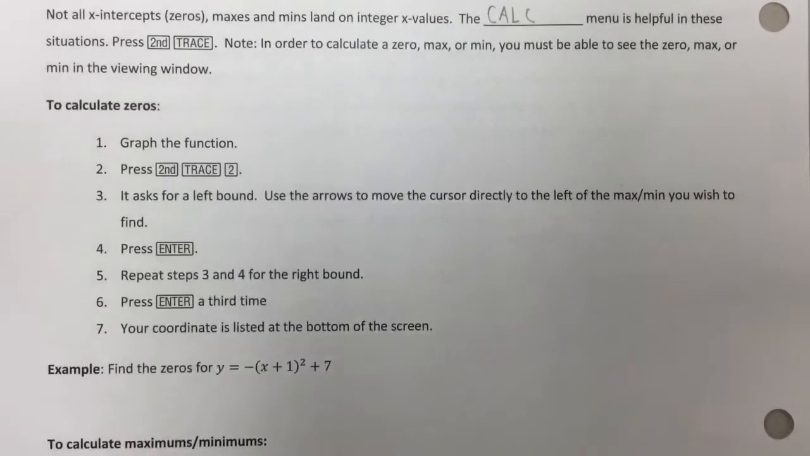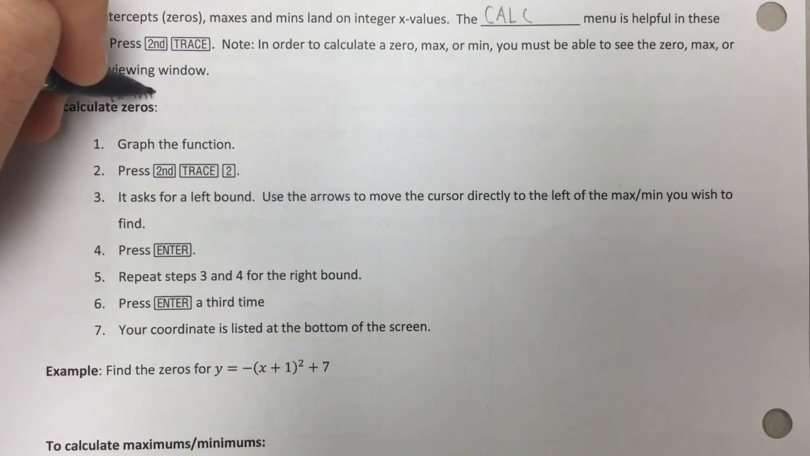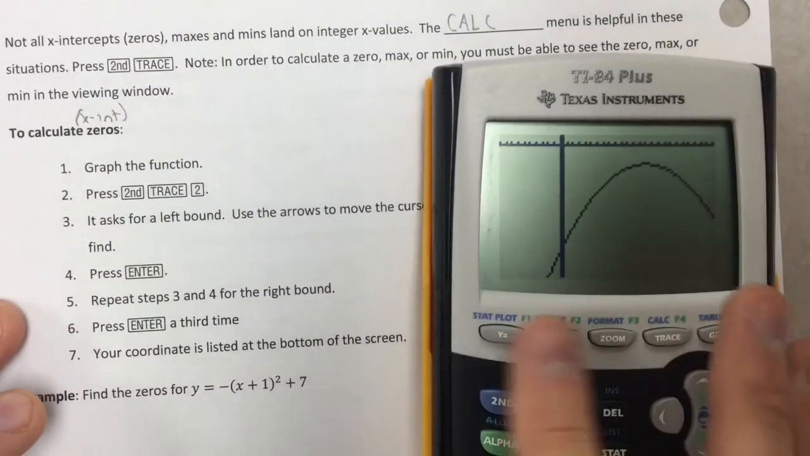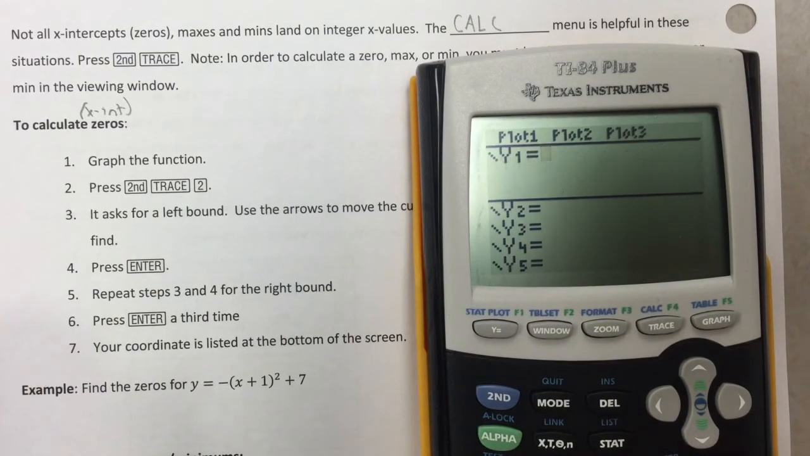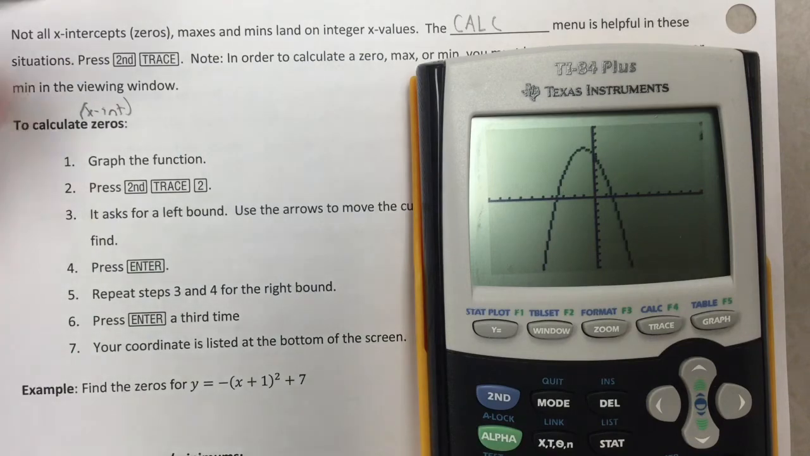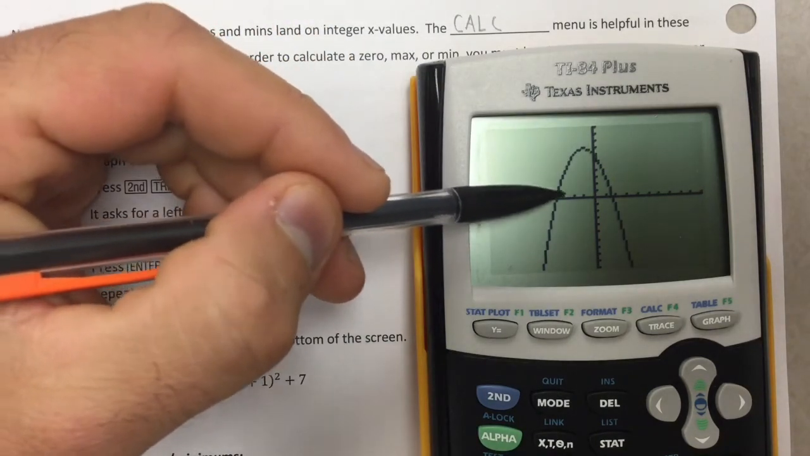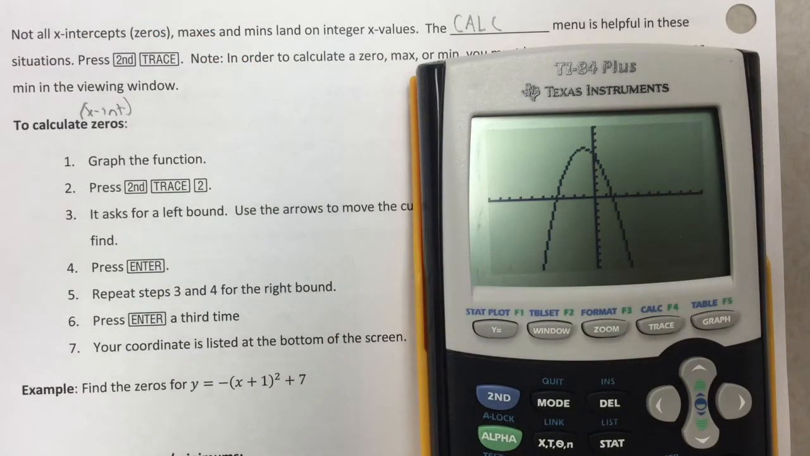Here's how you calculate the zeros or the roots or the x-intercepts. Might want to make a note of that. X-intercepts. So if we look at our example here, we said clear this out. Negative, again, make sure you use the negative sign, not the minus sign. X plus 1 squared plus 7. I press zoom 6 to get back to my standard window. And if I wanted to ask what's the roots, the zeros, or the x-intercepts, all those are the same. It's crossing between two tick marks. So they're going to be a decimal.